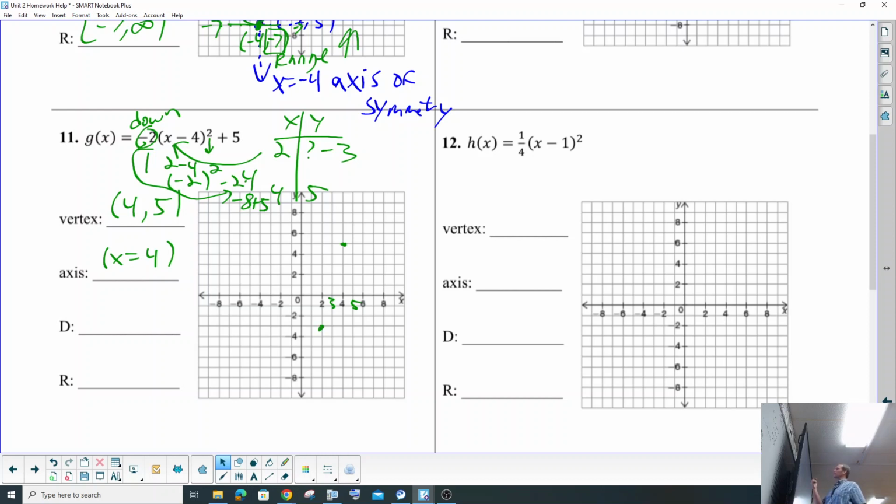Well, what if we plug a 3 in? 3 minus 4 is negative 1. Negative 1 squared is a positive 1. Times the negative 2 is a negative 2. Plus the 5 is a positive 3. So that's right, positive 3. So this one kind of does it.